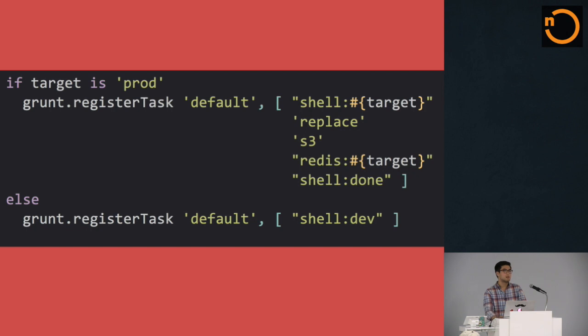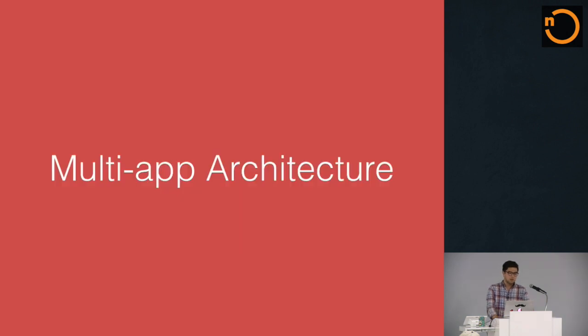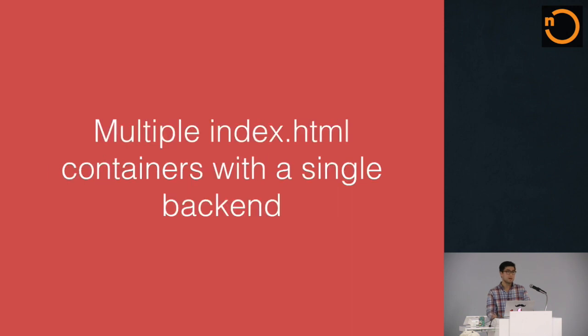Yeah, so on top, if target is prod, those are the ignore shell done. That just spits out some text, but it's really the first four tasks there. So what this allows us to do, if we push its boundaries a little bit, is have a multi-app architecture. And what that means is basically having multiple index.html containers that talk to the same backend.